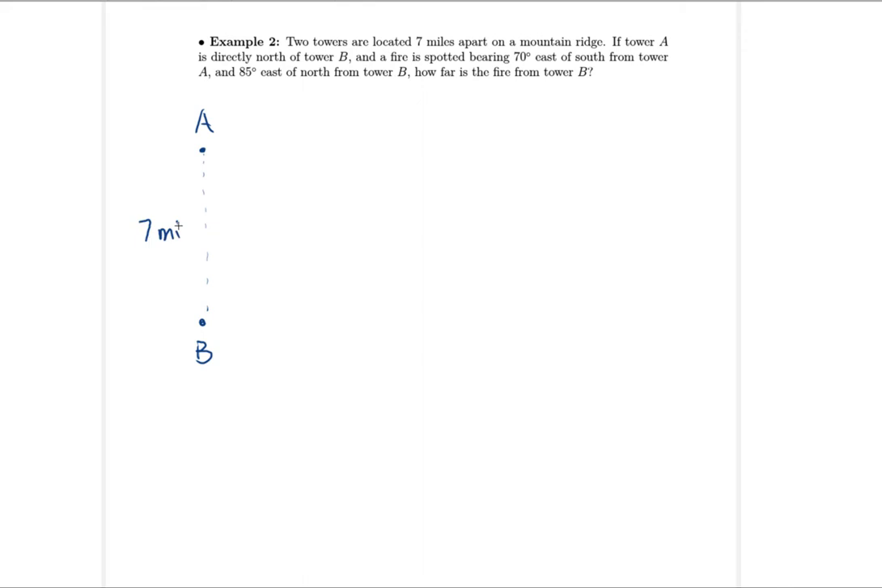But then from Tower B especially, 85 degrees east of north, that's really close to a 90-degree angle. So I've got to go almost all the way to 90 and go out in that direction to find that fire. And then from A, it's not quite as steep, but still pretty steep. It's 70 degrees east of south. So that's going to be something like that.